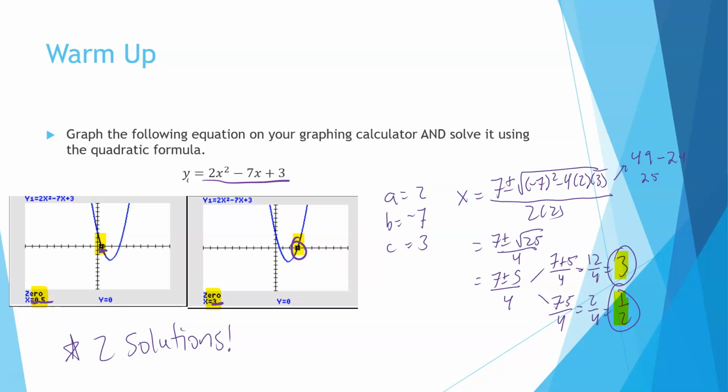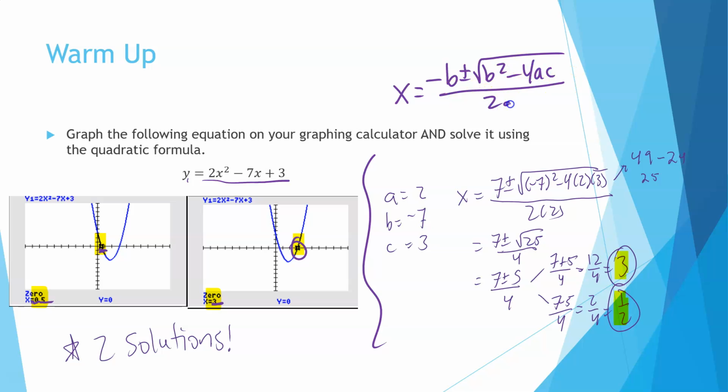Okay, now on the right hand side here, you can see that I used the quadratic formula. As a reminder, the quadratic formula is x is equal to negative b plus or minus the square root of b squared minus 4ac, all over 2a. So hopefully you're able to identify your a, b, and c and then do the math correctly. This was another situation where there was a perfect square. I got the square root of 25, so 5. I added 5 to 7, got 12 over 4, which is 3. Then I subtracted 5 from 7 and got 2 over 4, which is 1/2.